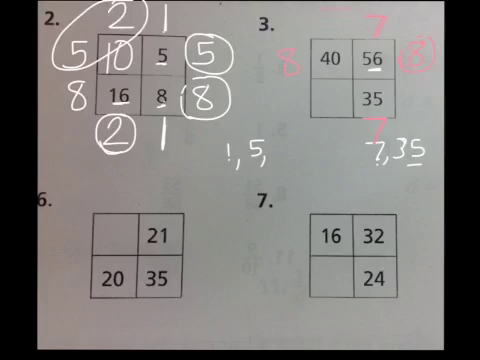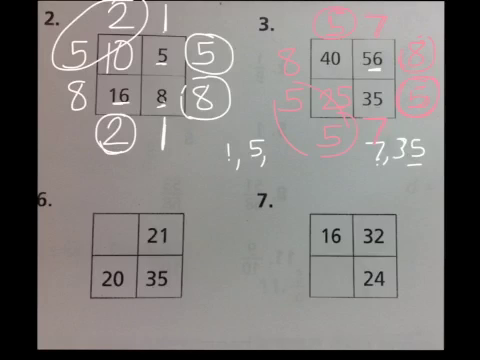What do I multiply 8 by to get 40? 8 times 5 is 40, and I'm going to bring the 5 down here. And then 7 times what equals 35? 7 times 5 equals 35, and I'll bring the 5 over here. Multiply those two together, and I get 25.